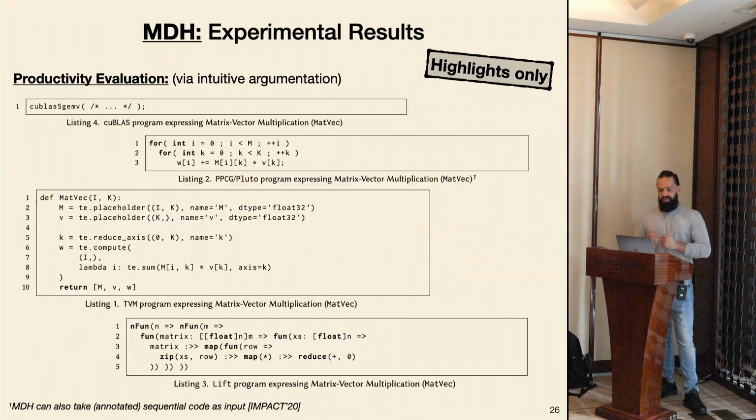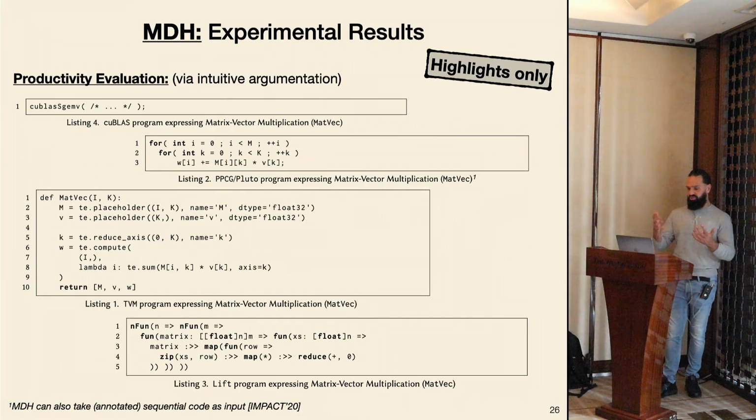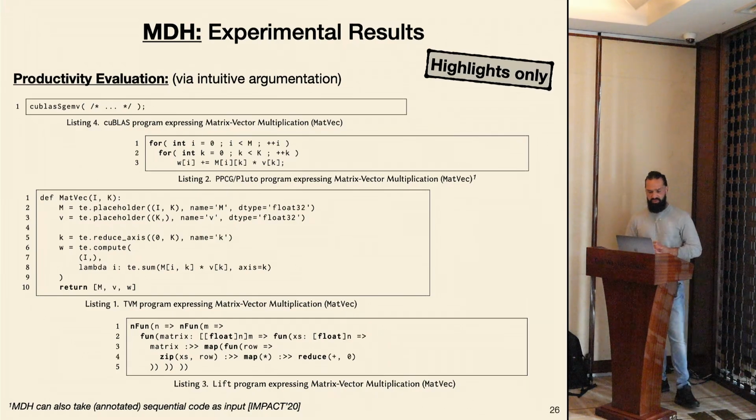And the product evaluation of our paper is based on intuitive argumentation actually, because classical code metrics like lines of code or development effort are not very meaningful for these short and concise programs as used by MDH and also the competitors here.